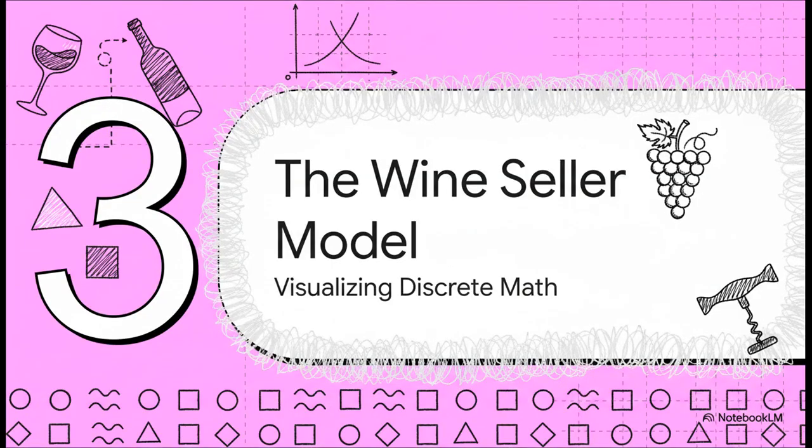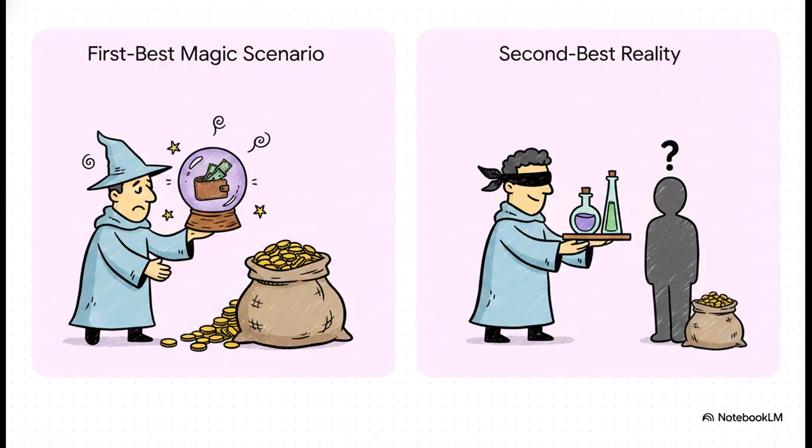All right, Section 3, the wine cellar model. Let's visualize the discrete math. Okay, if our seller had a magical crystal ball, they'd use what we call a first best strategy. But since they don't, they have to settle for a second best approach. In a first best world, the seller knows exactly how much you value that bottle of wine and charges you precisely that amount. You're left with 0 extra benefit, or 0 surplus. But without that crystal ball, the seller has to offer a menu that forces self-selection, and that inherently means they're going to have to leave a little bit of money on the table.